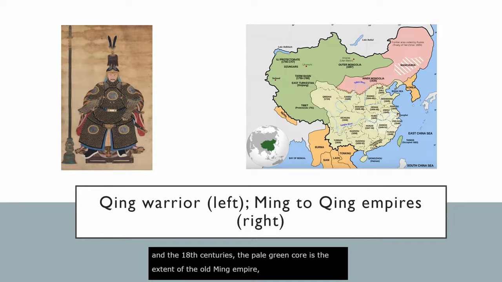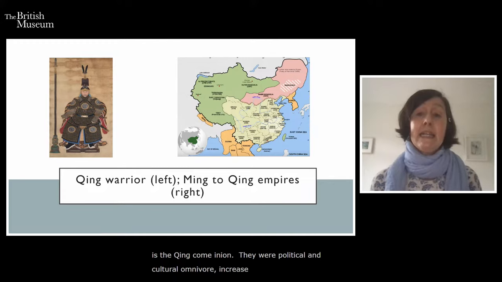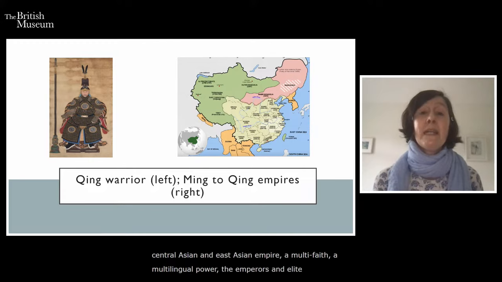The Qing were political and cultural omnivores. They absorbed a huge range of things, ideas, and strategies to increase their power over their huge Central Asian and East Asian empire. They were a multi-faith, multilingual power. Their emperors and elites were expected to have an outstanding grasp of Chinese literature and philosophy, of Tibetan Buddhism, of the warlike Manchu and Mongolian disciplines of riding and shooting.